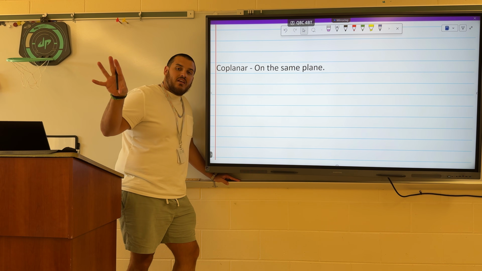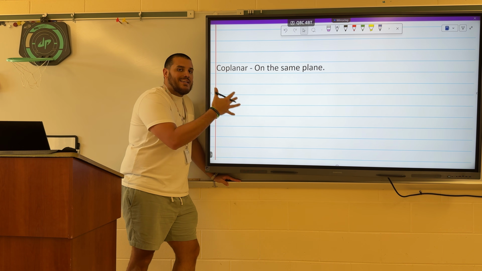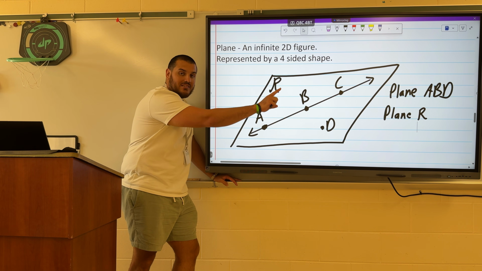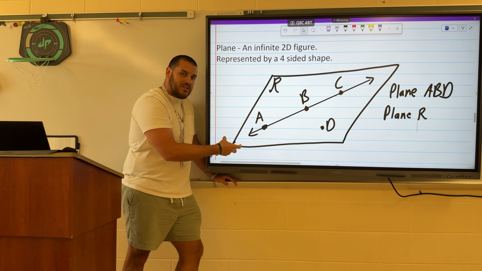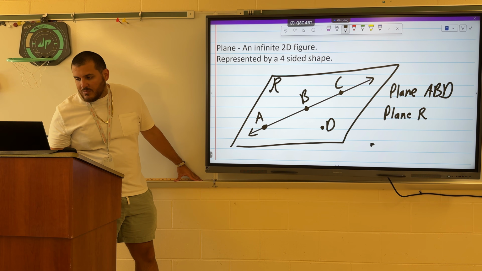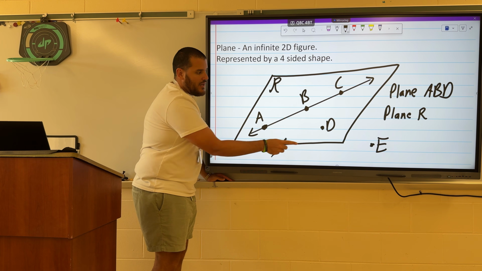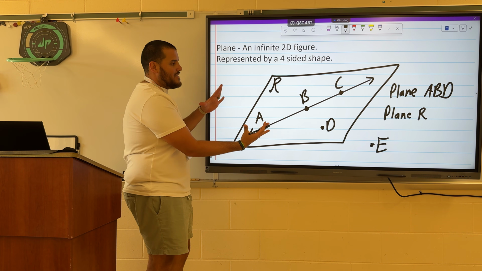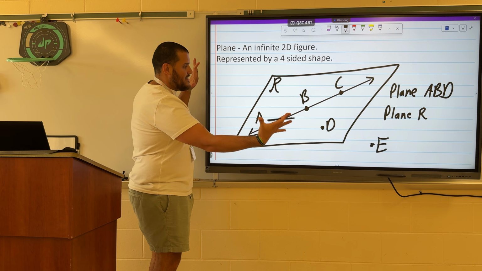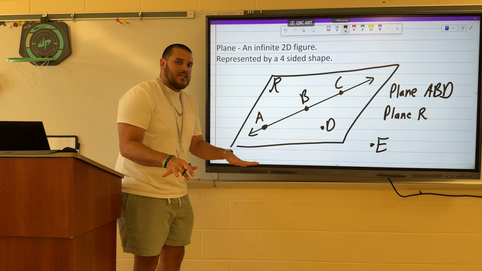Just as collinear things are figures that are on the same line, coplanar things are figures that are on the same plane. So if you look at that plane that I drew for you previously, that line AC and that point D are coplanar because they are in the same plane. If I were to draw a point outside of this plane, say I added a point E down here, all right, then I would say that point D and point E are not coplanar because they are not inside of our four-sided shape that represents our infinite plane. So coplanar is things that are inside of our plane. If anything in our group is outside of the plane, then they are not coplanar.